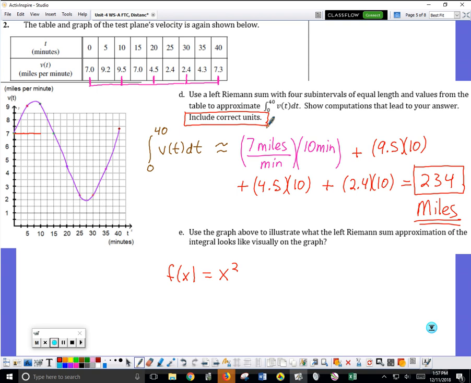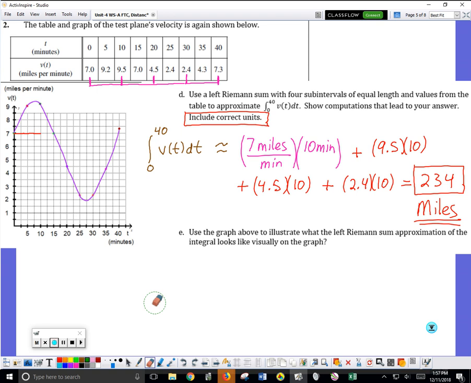Cool. Next thing says, use the graph above to illustrate what the left Riemann sum approximation of the integral looks like visually on the graph. So we're trying to depict what these computations will look like over here. Understanding the graphical connection is a big idea. You've got to make sure this makes sense as well.